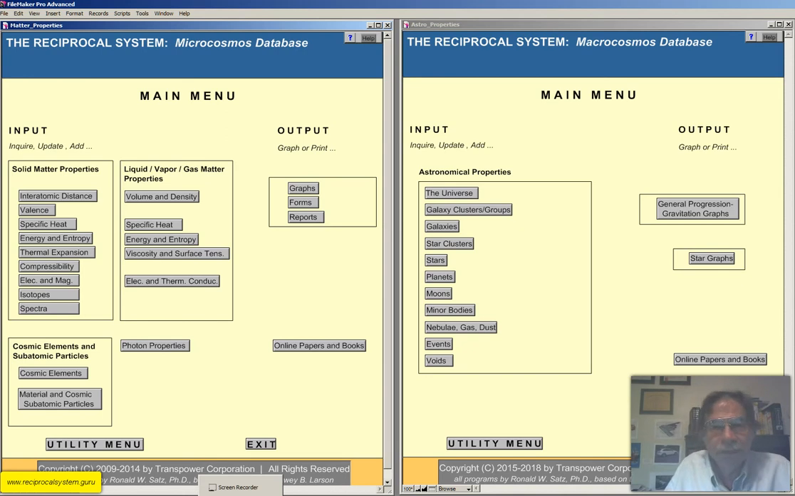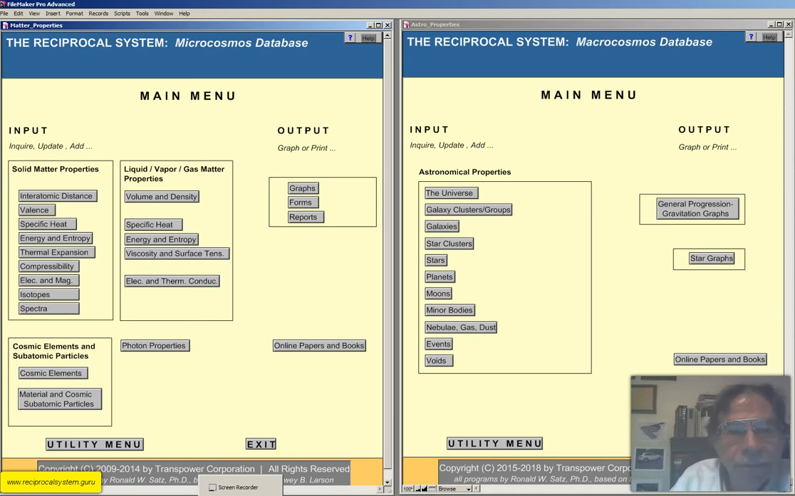Today, as with most of my screencasts, I'll be discussing the reciprocal system of physical theory. You can see on the screen, on the left panel, the main menu of the Microcosmos database, and on the right panel, the Macrocosmos database. I've already covered all the topics in the Macrocosmos database, and I'm in the midst of covering the topics in the Microcosmos database.